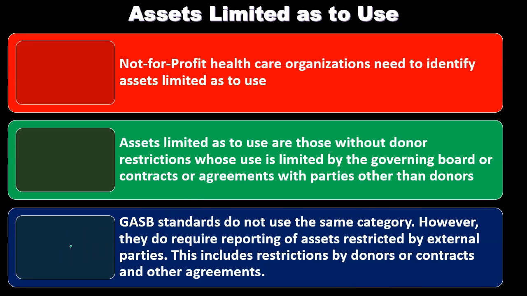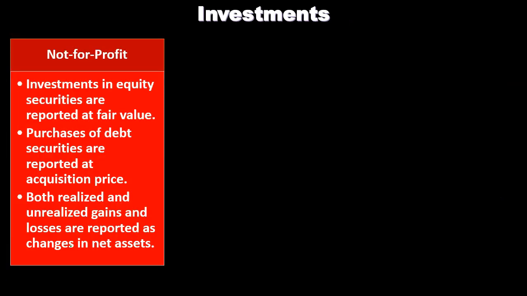GASB, so when we think about the governmental type of entities as opposed to the not-for-profit non-governmental, standards do not use the same category. So we don't have the same categorization with regards to GASB as we do with the not-for-profits, that categorization for assets limited as to use. However, GASB does require reporting of assets restricted by external parties. So the restrictions by external parties do need to be reported. These include restrictions by donors or contracts and other agreements.